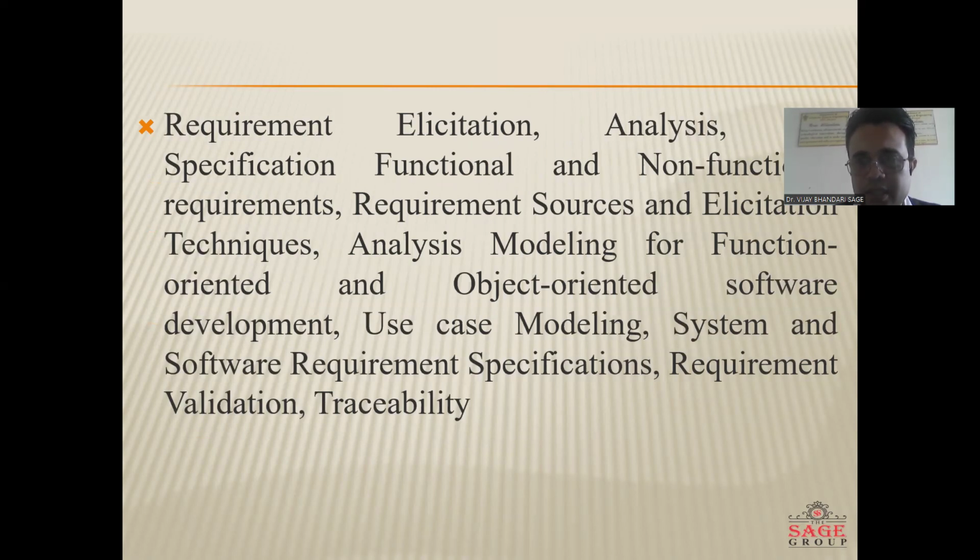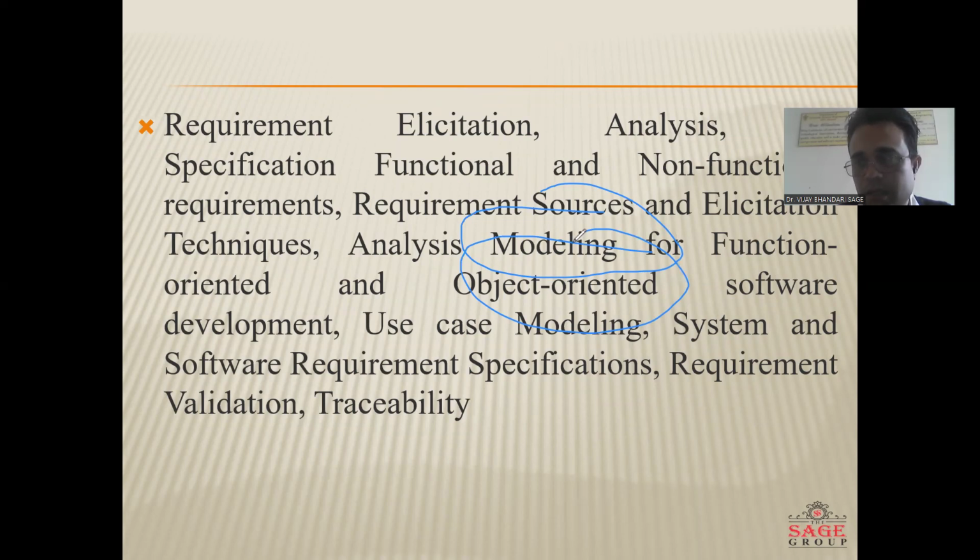Elicitation means the visual study of anything, objects, classes, or we can take real-world examples. So requirement elicitation, analysis, and specification include functional and non-functional requirements, sources, and elicitation techniques. Here you can see we can define the models for function-oriented and object-oriented software development. As we have seen, in object-oriented programming structures, there are objects, classes, inheritance, and polymorphism.